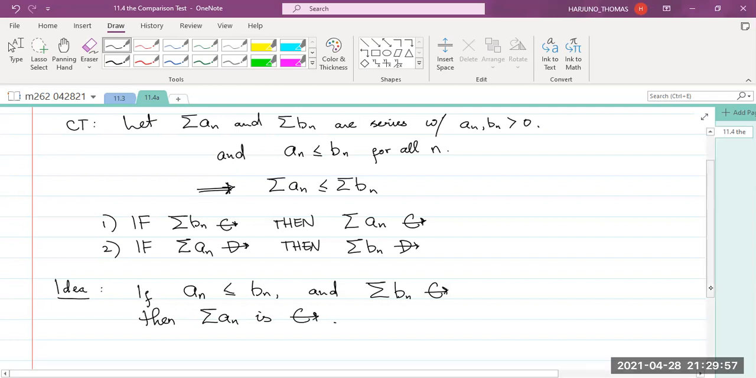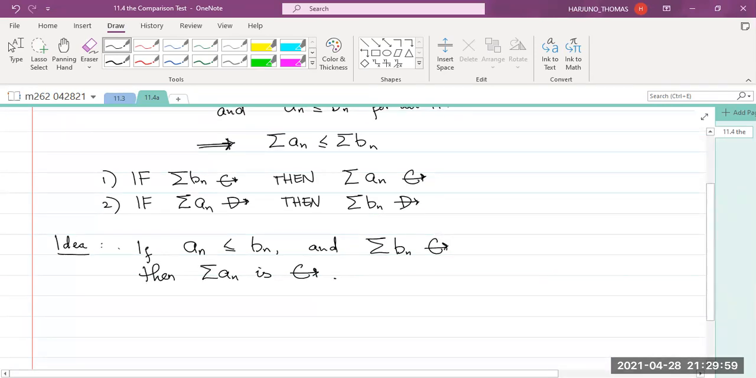Okay. However, if your series C sub n is bounded below by B sub n and the series B sub n is divergent, then your original series is divergent.